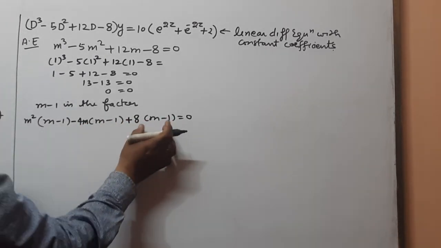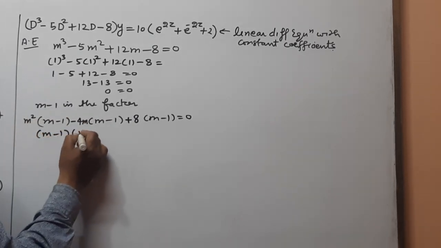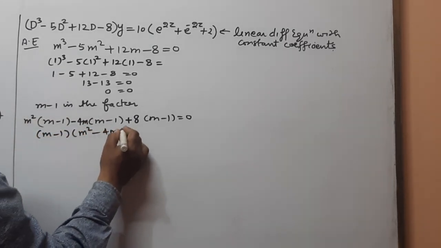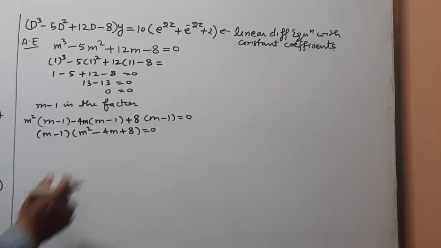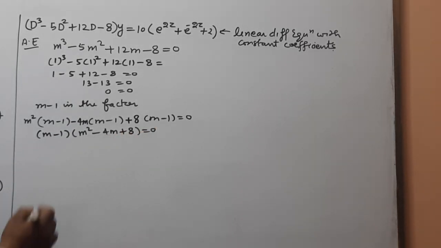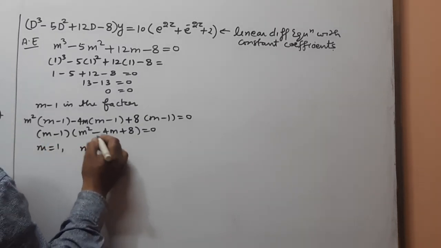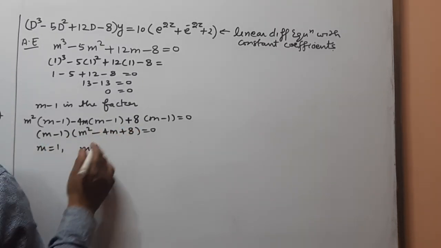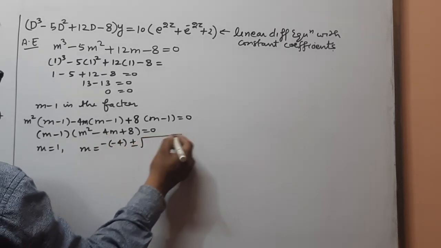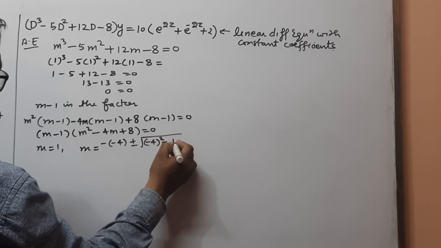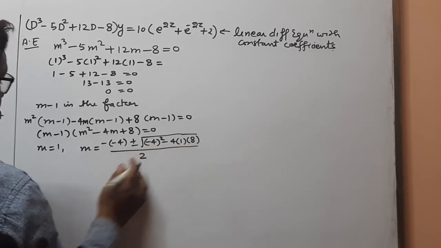Now we take common m minus 1. So this will be m square minus 4m plus 8, this is equal to 0. Now we factorize this. So use here Sridhar formula and get the roots of this quadratic equation. So m is equal to minus b plus minus under root b square minus 4ac divided by 2a.